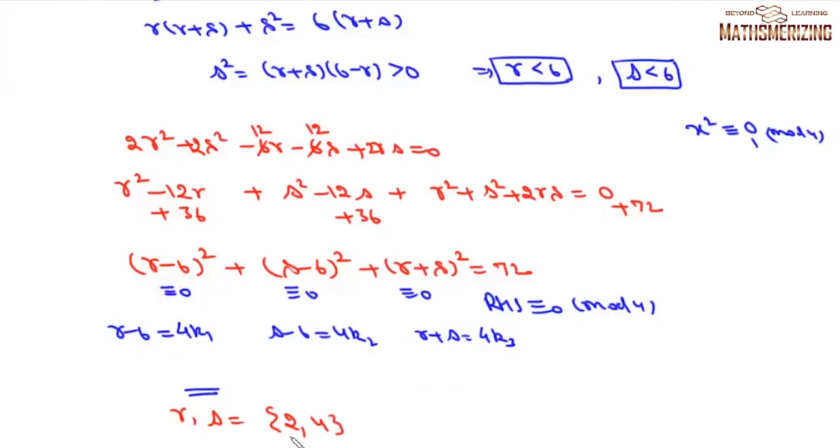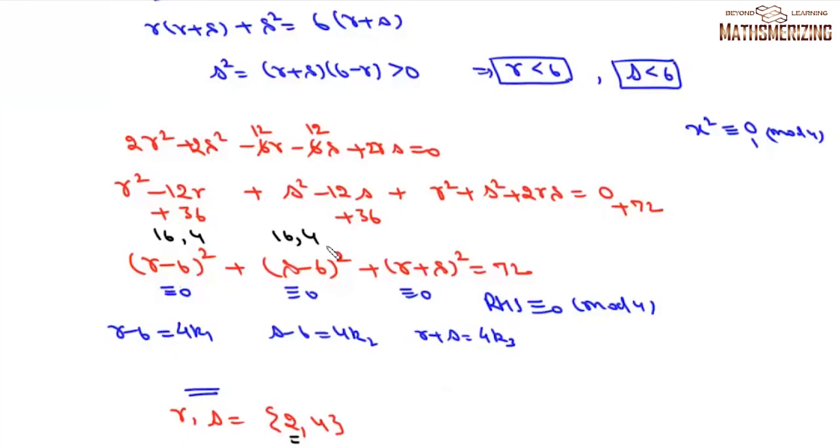Now if we choose r as 2, then here it will be 2 minus 6, which is minus 4, and 4 squared is 16. And if we choose r as 4, here it will be 4 minus 6, which is minus 2, and 2 squared is 4. So it will be either 16 or 4. And the same way for s minus 6, it will also be either 16 or 4.